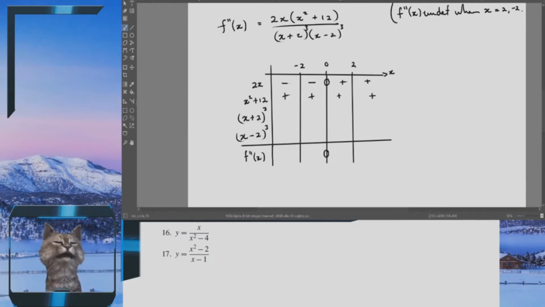X plus 2 is 0 when x is negative 2. It is in the denominator, makes the second derivative function undefined. It's going to go negative to positive. Please make sure that you know why. X minus 2 is 0 when x is 2. In the denominator, makes the second derivative function undefined. It's also going to go negative, oops, that was a negative, to positive.